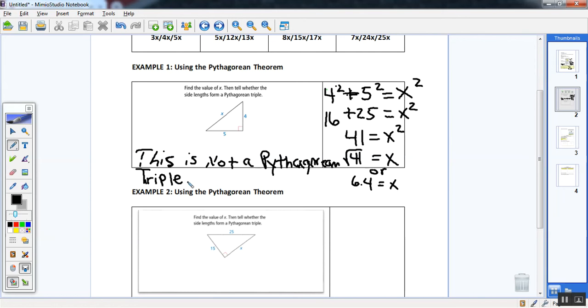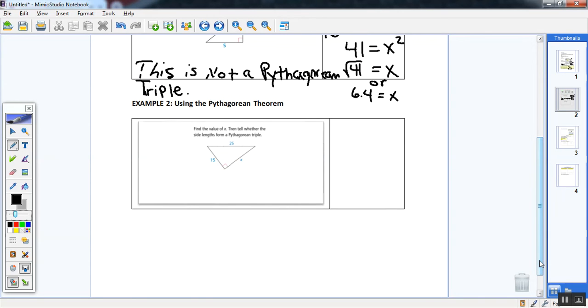So what I'd like you guys to do is try example 2 on your own. Make sure you're good with it. When you get done with example 2, check with a neighbor. Make sure you agree. Be careful about what you're putting in where in terms of the formula for this.